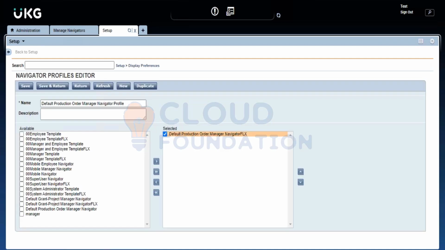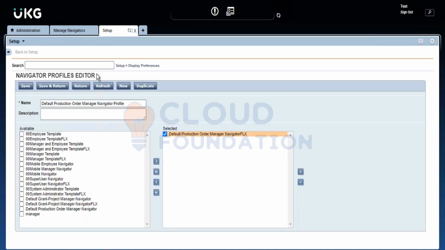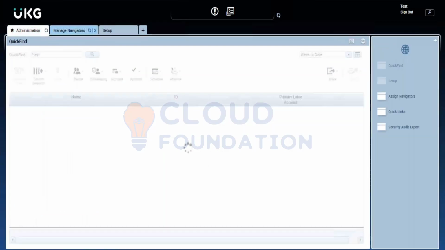So all these are the navigators that you set up here. And this is what you can see here in your navigator profile. You basically assign this navigator profile to a person, so he'll be able to view those setups. For some reason this doesn't allow me to pick up this person.